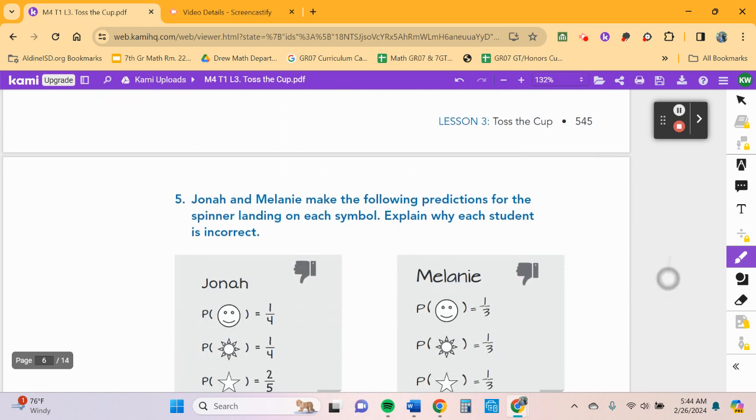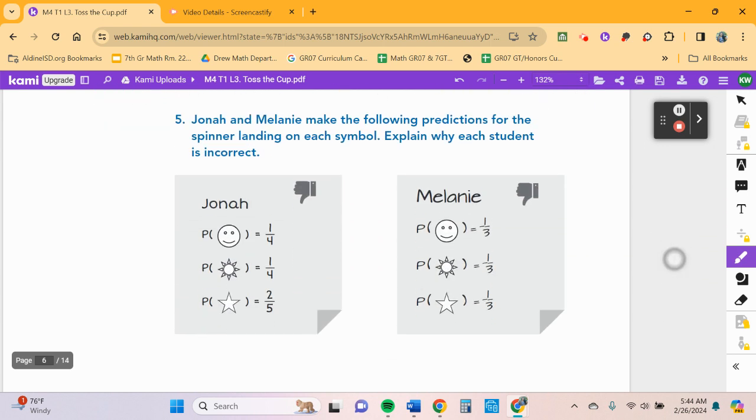So moving forward, question number 5. It says, Jonah and Melanie make the following predictions for the spinner landing on each symbol. Explain why each student is incorrect. So notice it already tells you Melanie is incorrect. Jonah is incorrect. But what I want you to do is discuss why.